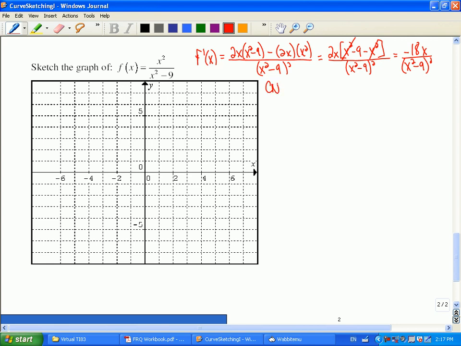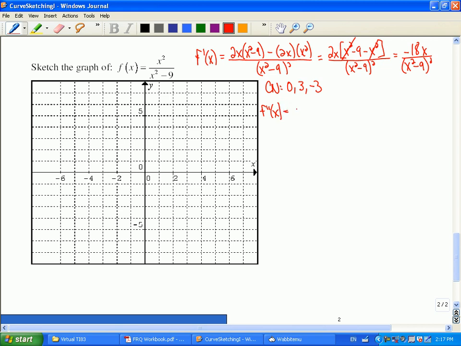What do we find? 0, 3, and negative 3, yeah. So there's 3 critical numbers there. I'm also going to take a look at the second derivative.